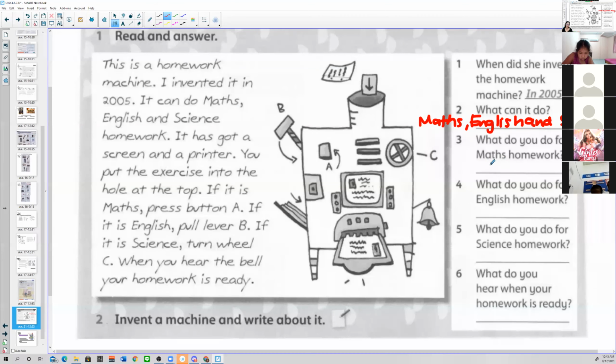Number three, what do you do for maths homework? Letter A. Yes, press. Okay, number four. What do you do for English homework? Pull lever B. Yes. What do you do for science homework? Turn wheel C. And number six, what do you hear when your homework is ready? Bell. Yes.